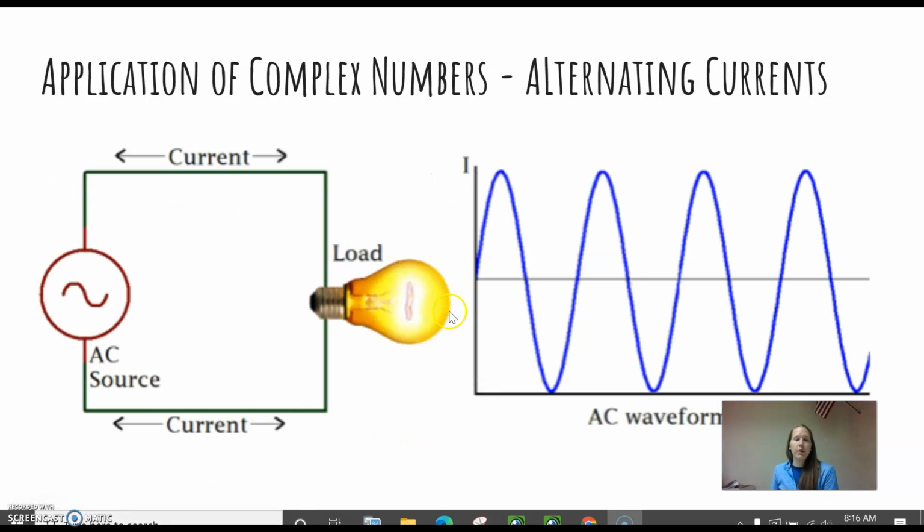Here's an example. If we were trying to light an incandescent light bulb, we've got current flowing throughout our circuit, and an alternating source might tell us that we can go in either direction. Then I transform it into a sine wave. We're going to talk more about these sine waves and how they relate to alternating currents in a moment.